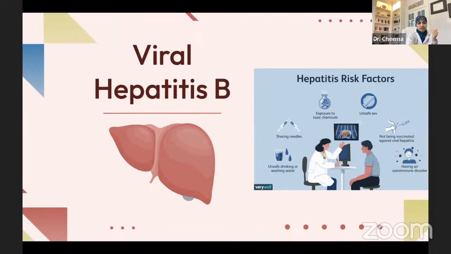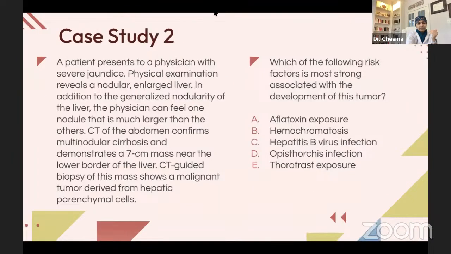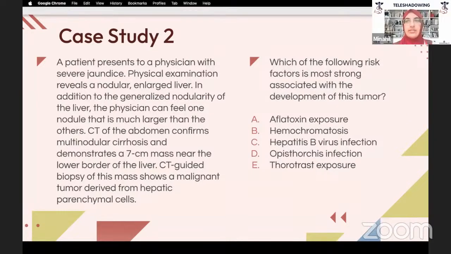So let's move on to our case study number 2. Case study 2, a patient presents to a physician with severe jaundice. Physical exam reveals a nodular enlarged liver. In addition to the generalized nodularity of the liver, the physician can feel one nodule that is much larger than the others. CT of the abdomen confirms multinodular cirrhosis and demonstrates a 7 centimeter mass near the lower border of the liver. CT-guided biopsy of this mass shows a malignant tumor derived from hepatic parenchymal cells. Which of the following risk factors is most associated with the development of this tumor?